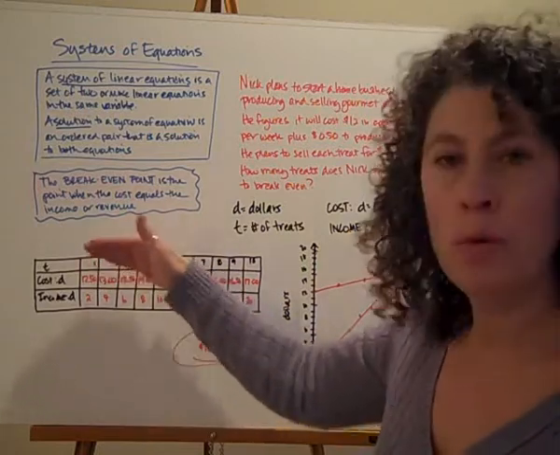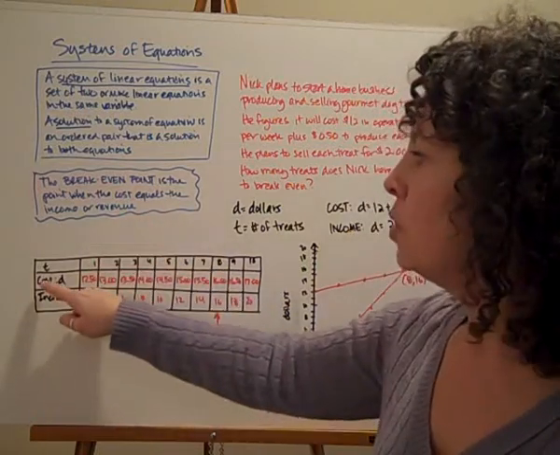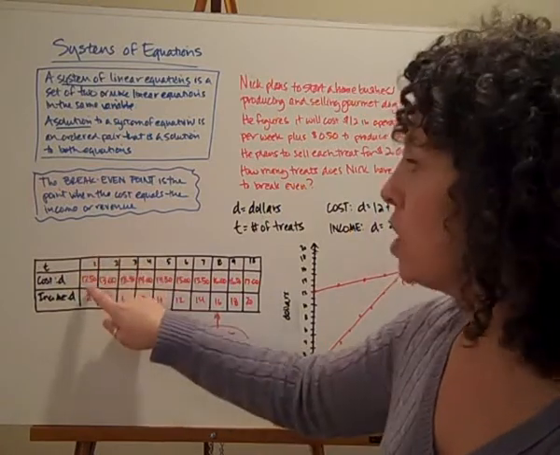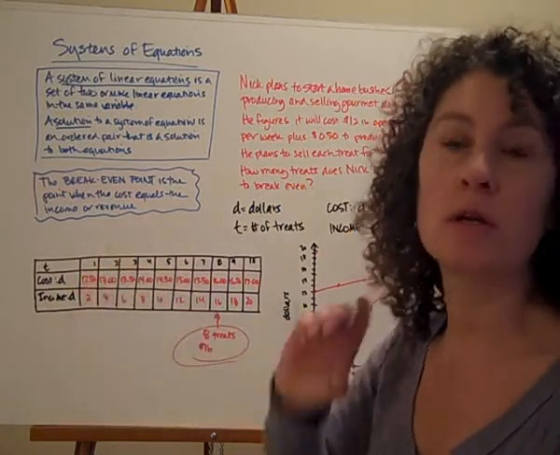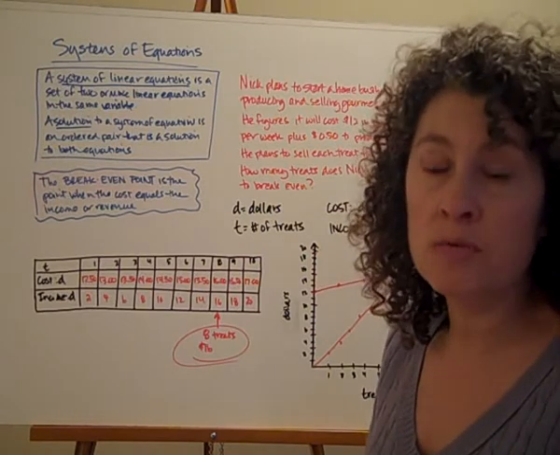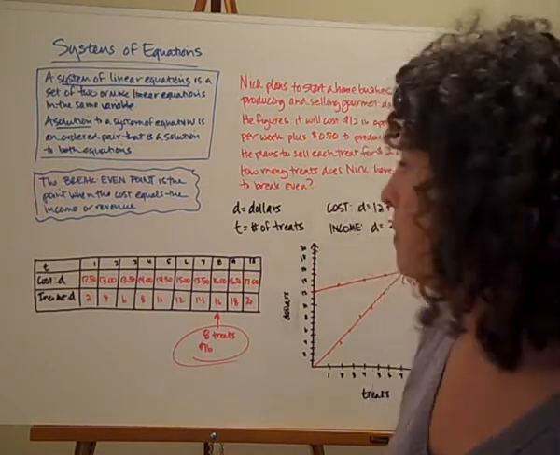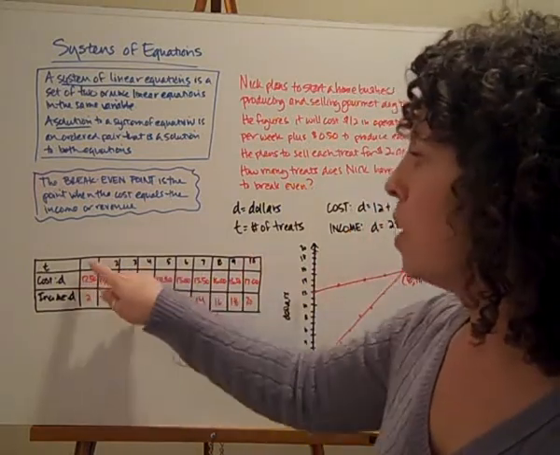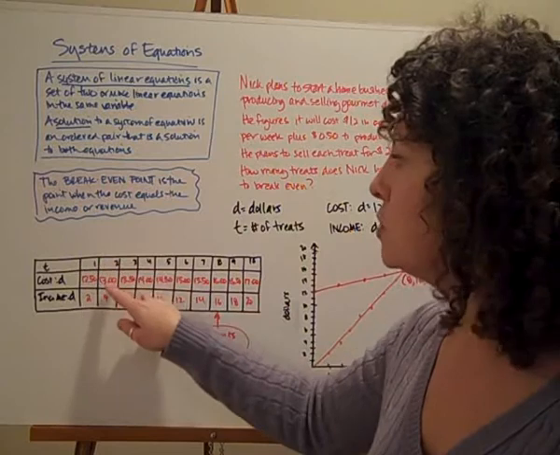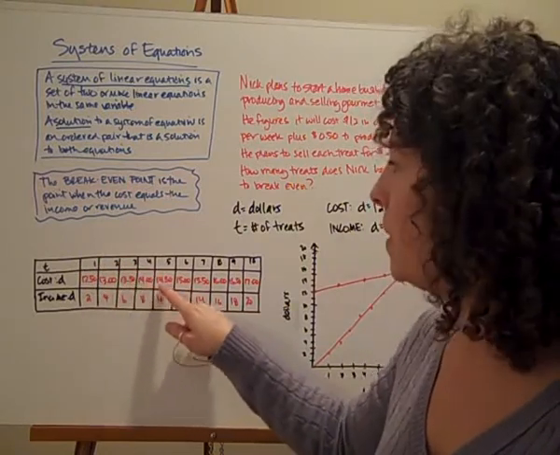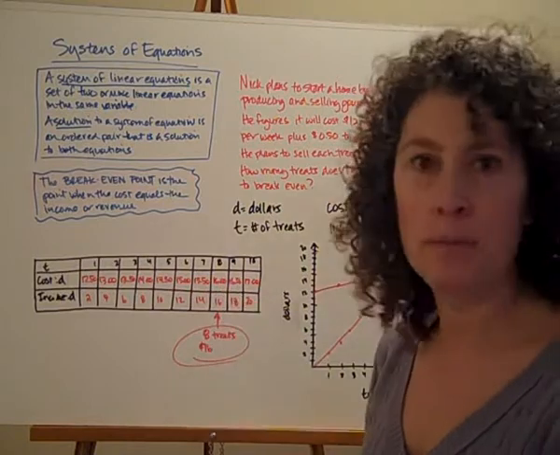And then I have 2 output rows. I have a row for the cost. If he makes 1 treat, it's going to cost him $12 for that weekly amount of cost, plus $0.50 to make that 1 treat. So I used this first equation to come up with this first row. So 1 treat costs him $12.50, 2 treats cost him $13, 3 treats cost him $13.50. Notice it's going up by 50 cents every time.